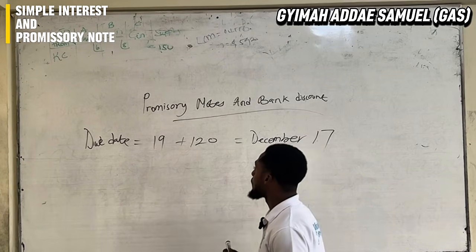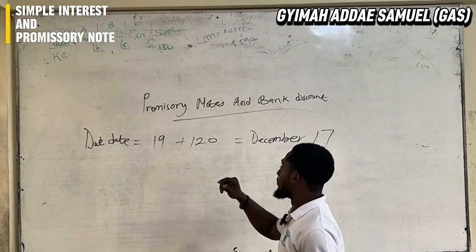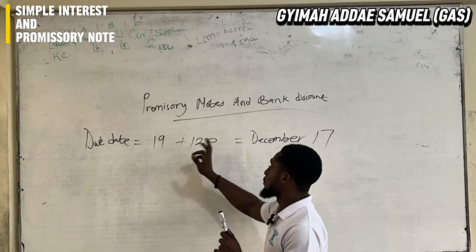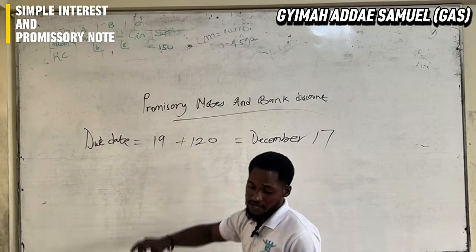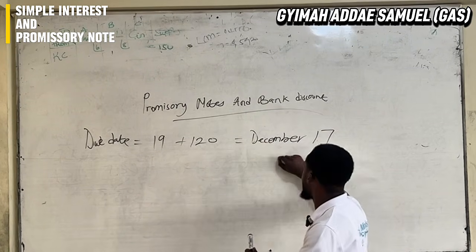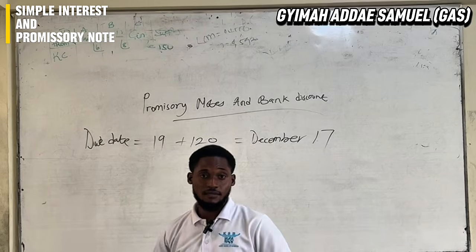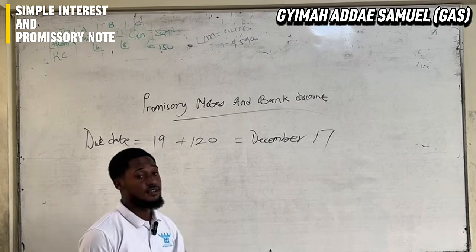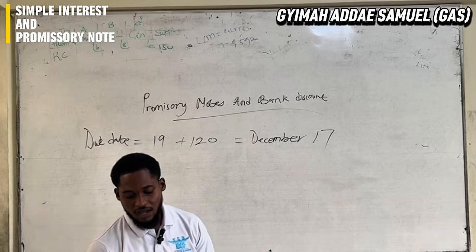So from the August 19th, when you add 120 days, you are getting day 139. And the 139th day from the August 19th is 17th December. So now this is our due date. 17th December is our due date.